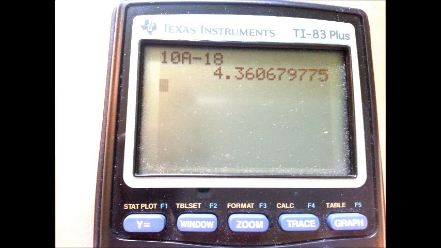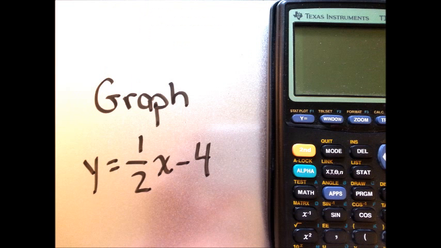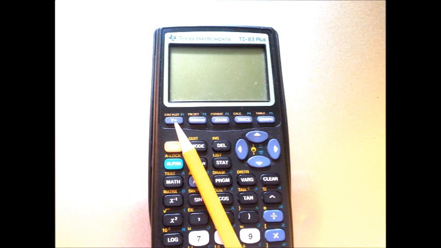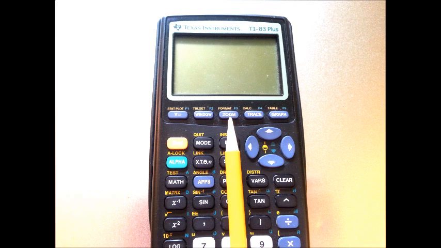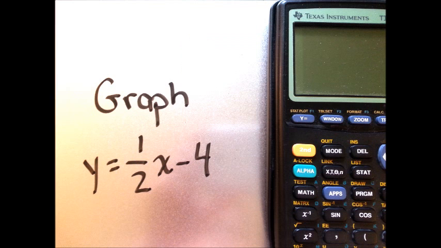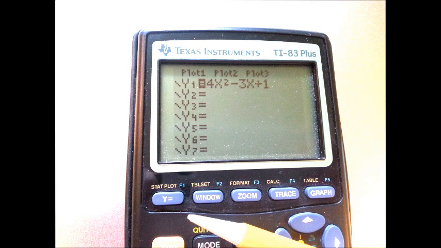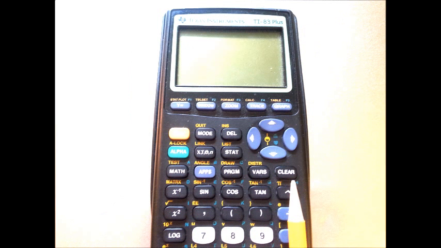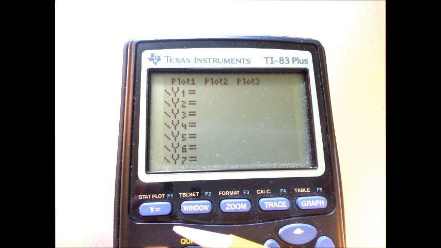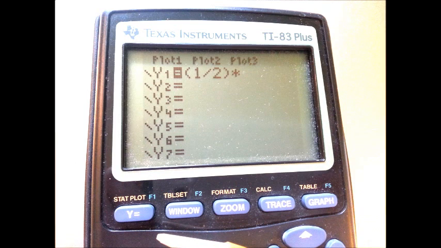When we'd like to graph, there are several buttons at the top of the calculator that are very helpful to us. Here's the y equals button, the zoom button, and the graph button. If we'd like to graph y equal to 1/2 x subtract 4, we start by pushing the y equals button. In this case, there's already an equation there, so I'll use the clear button to get that spot to be blank. We'll enter our 1/2.